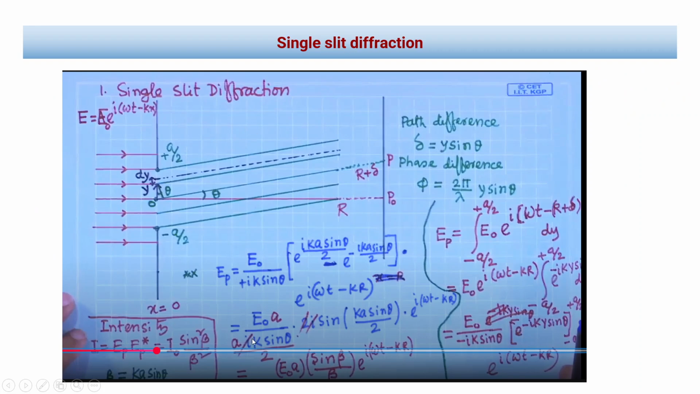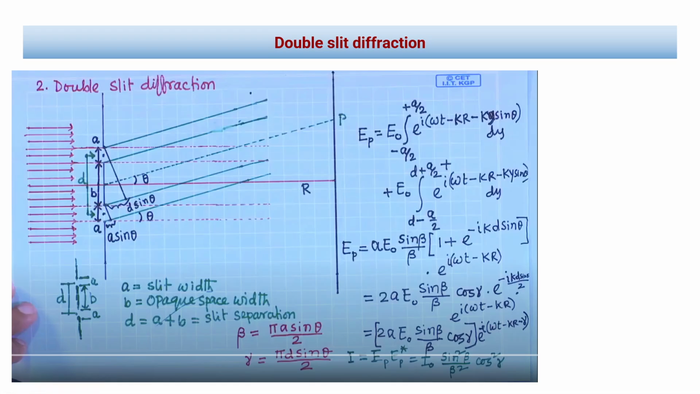You can see in this we were trying to find out how the intensity goes up and down. So this is the path difference we get, and this is the phase difference, and then our intensity varies depending on this angle theta.